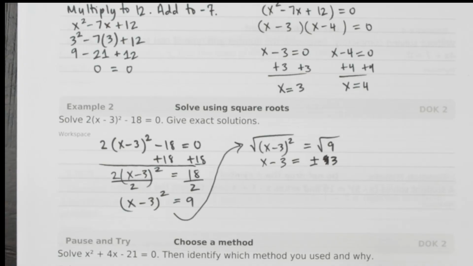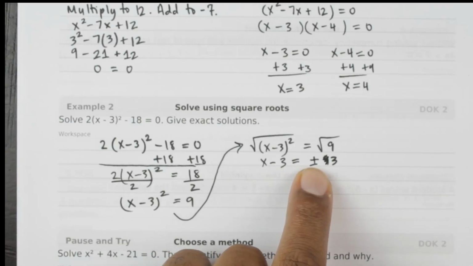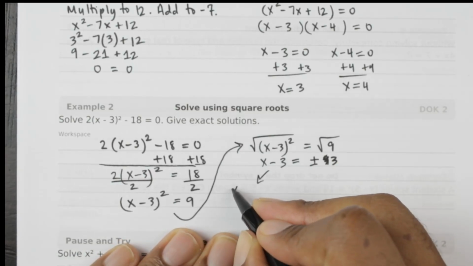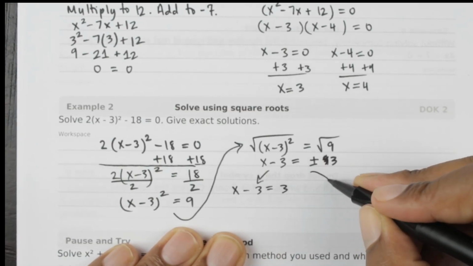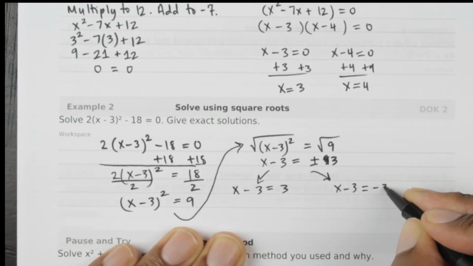Now we need to solve both equations because this is 2 equations. We have x minus 3 equals positive 3, and x minus 3 equals negative 3. So let's go ahead and solve. We have x minus 3 equals 3, and then we also have x minus 3 equals negative 3.